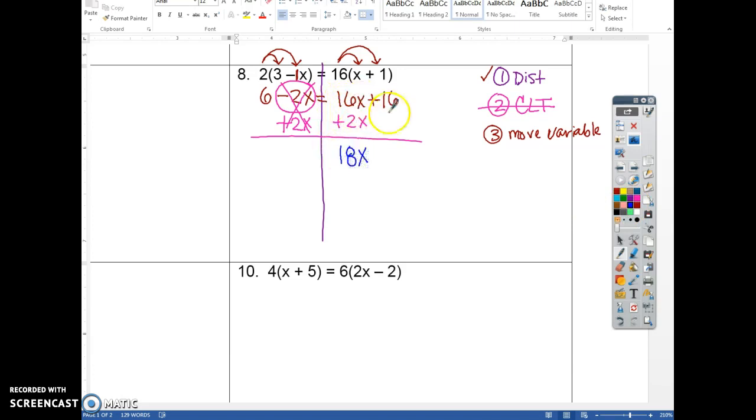18x. Bring everything else down. That plus 16 comes down. The equal sign comes down. And that 6 on the left side comes down. And now all you have to do is see do. So I did this one. Step number 4 is see do.